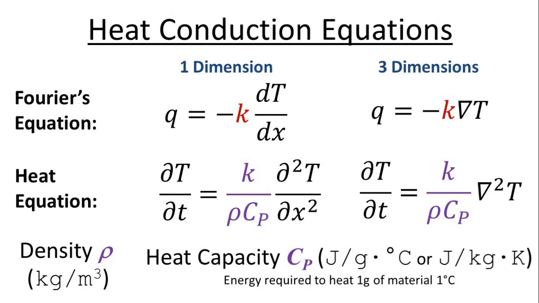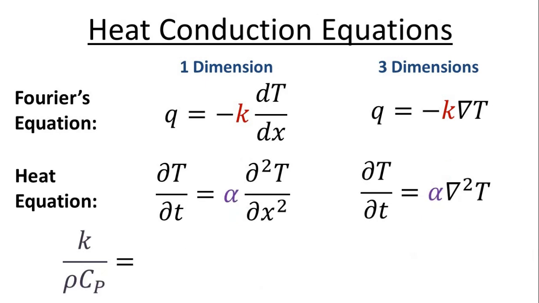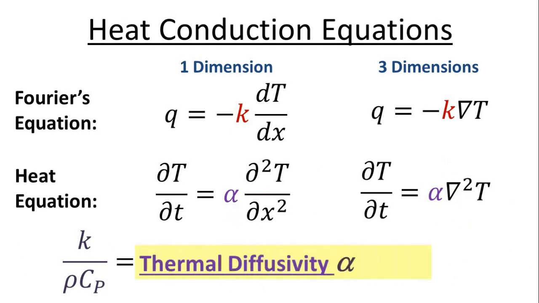So far so good, right? Are you ready for the fun part? This ratio of constants, thermal conductivity divided by density and heat capacity, can be labeled as alpha, and is called the thermal diffusivity, with units of meters squared per second.